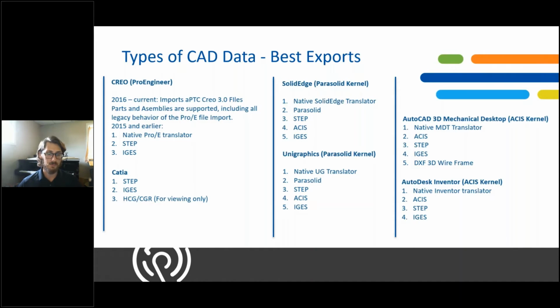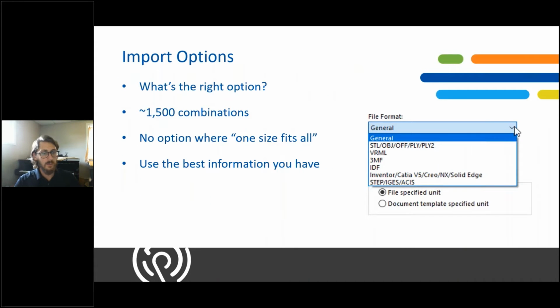And if you effectively don't need to alter the model anyway, an HCG or a CGR, which are effectively just 3D image files, will allow you to just look at what's going on in the model there. So again, another good page for reference and for review, but no action items that we're going to cover heavily right now. Now, import options.